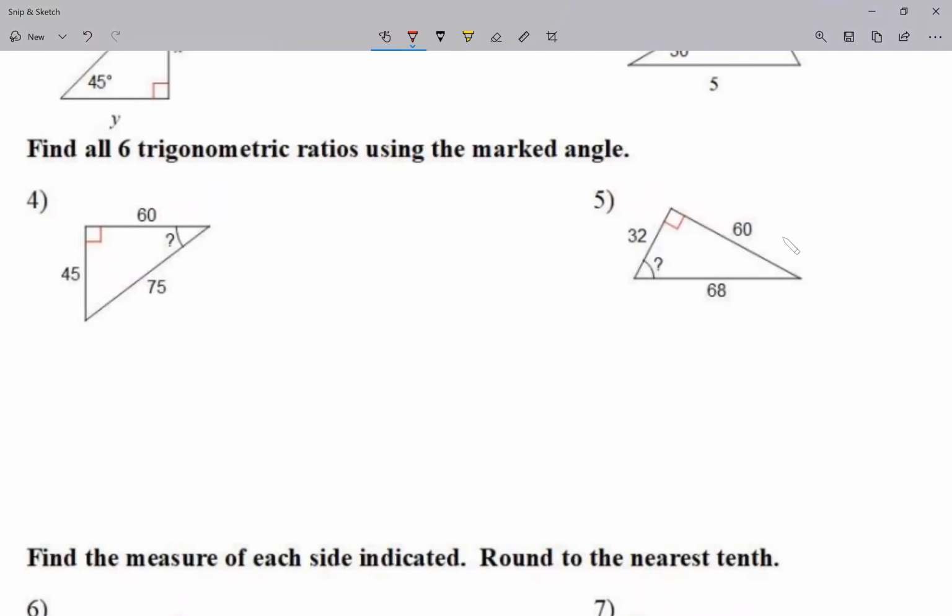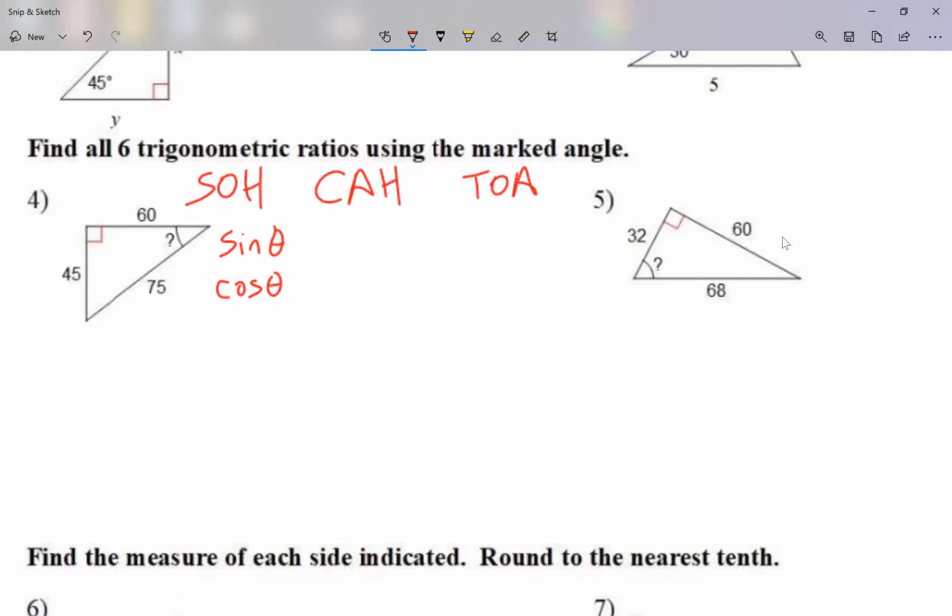Now we have an acronym that we use back in geometry called SOHCAHTOA. This might ring a bell. SOHCAHTOA. Now the angle, sometimes we call it theta. In this case, there's an X or a question mark. We have sine, cosine, or tangent. Remember those 3. You guys saw this in geometry.